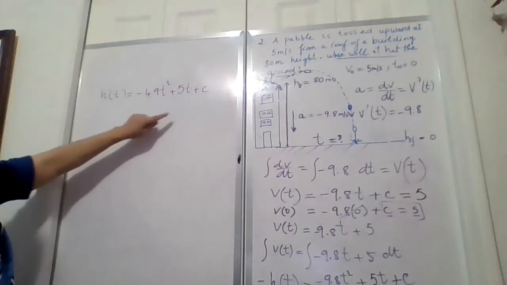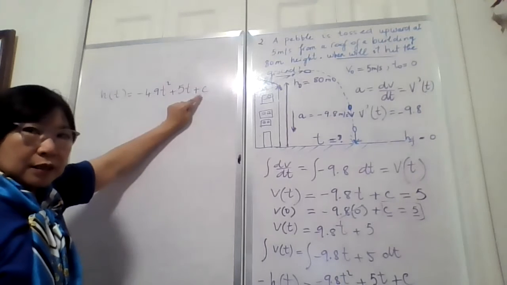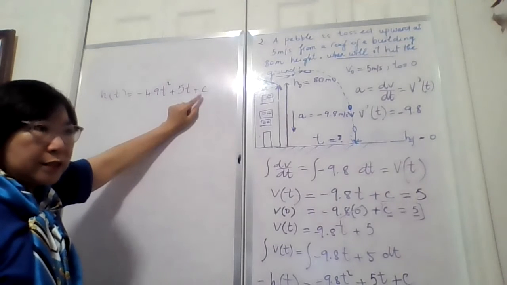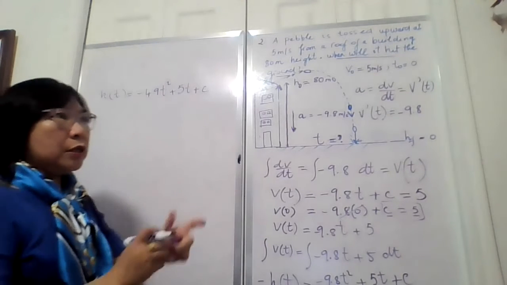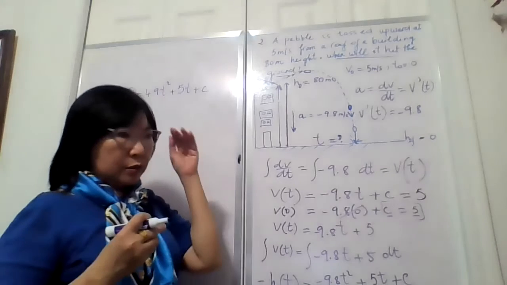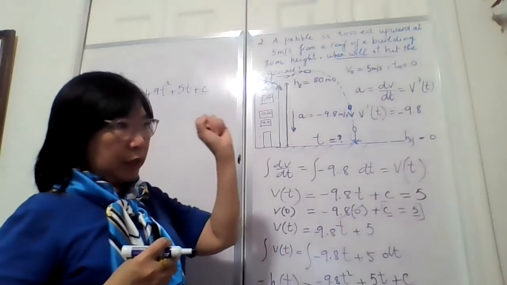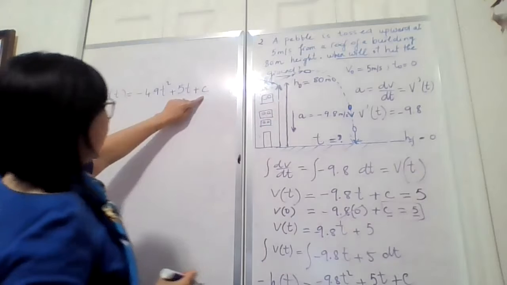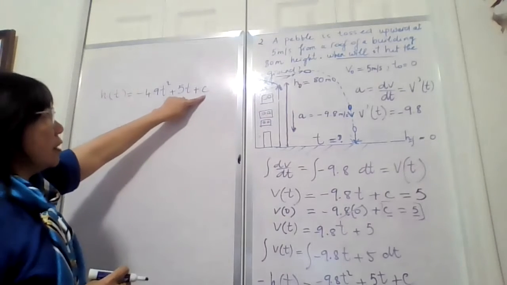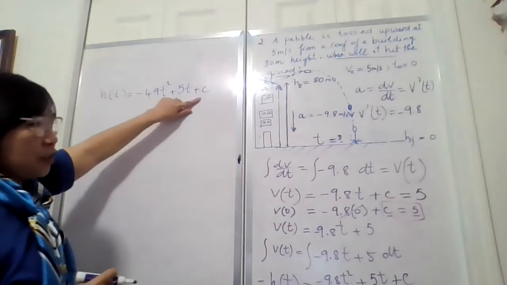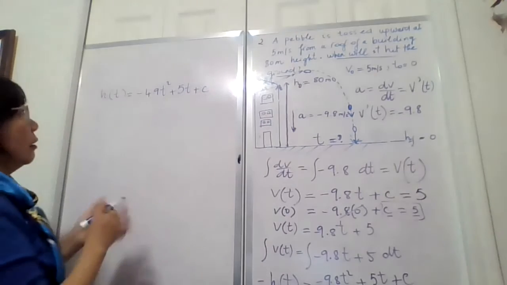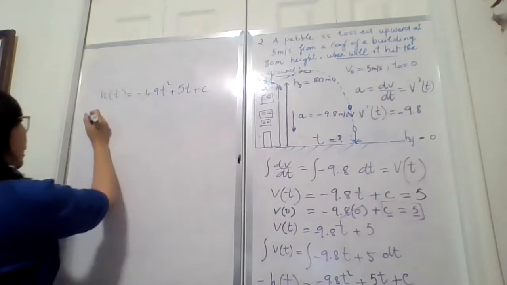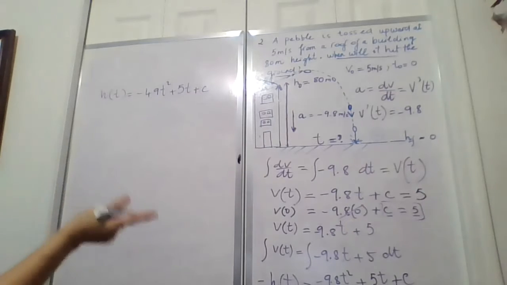So now our job is to find what c is, when our initial velocity is 5 meters per second. At that position, what is c? What is the position function supposed to be here? So now we're going to figure it out. How do we figure it out?